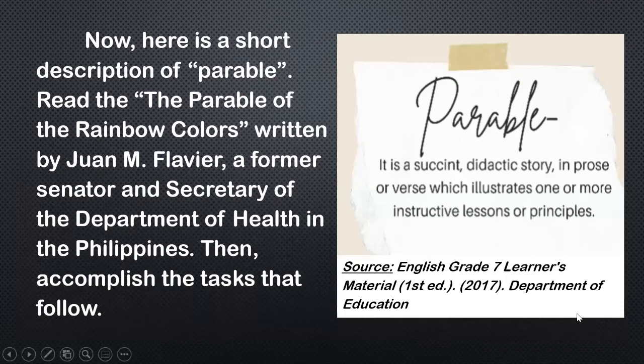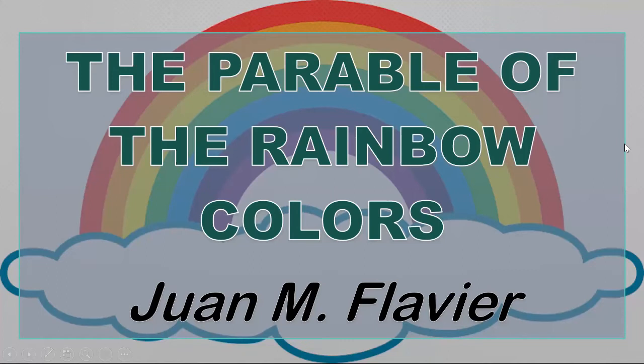Now, here is a short description of parable. The parable is a succinct, didactic story in prose or verse which illustrates one or more instructive lessons or principles. Read the parable of the rainbow colors, written by Juan Flavier, a former senator and secretary of the Department of Health in the Philippines. Then, accomplish the tasks that follow. The Parable of the Rainbow Colors by Juan Flavier.